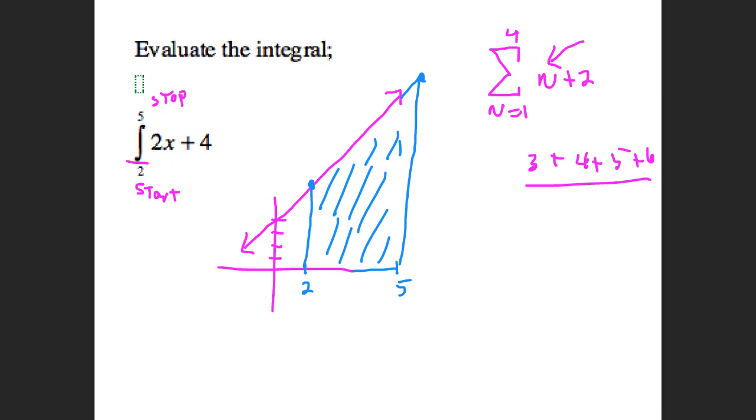2 times 2 is 4 plus 4. So this is 8 here. If I put 5 in here, 2 times 5 is 10 plus 4 is 14. Okay, so now I've got my trapezoid.